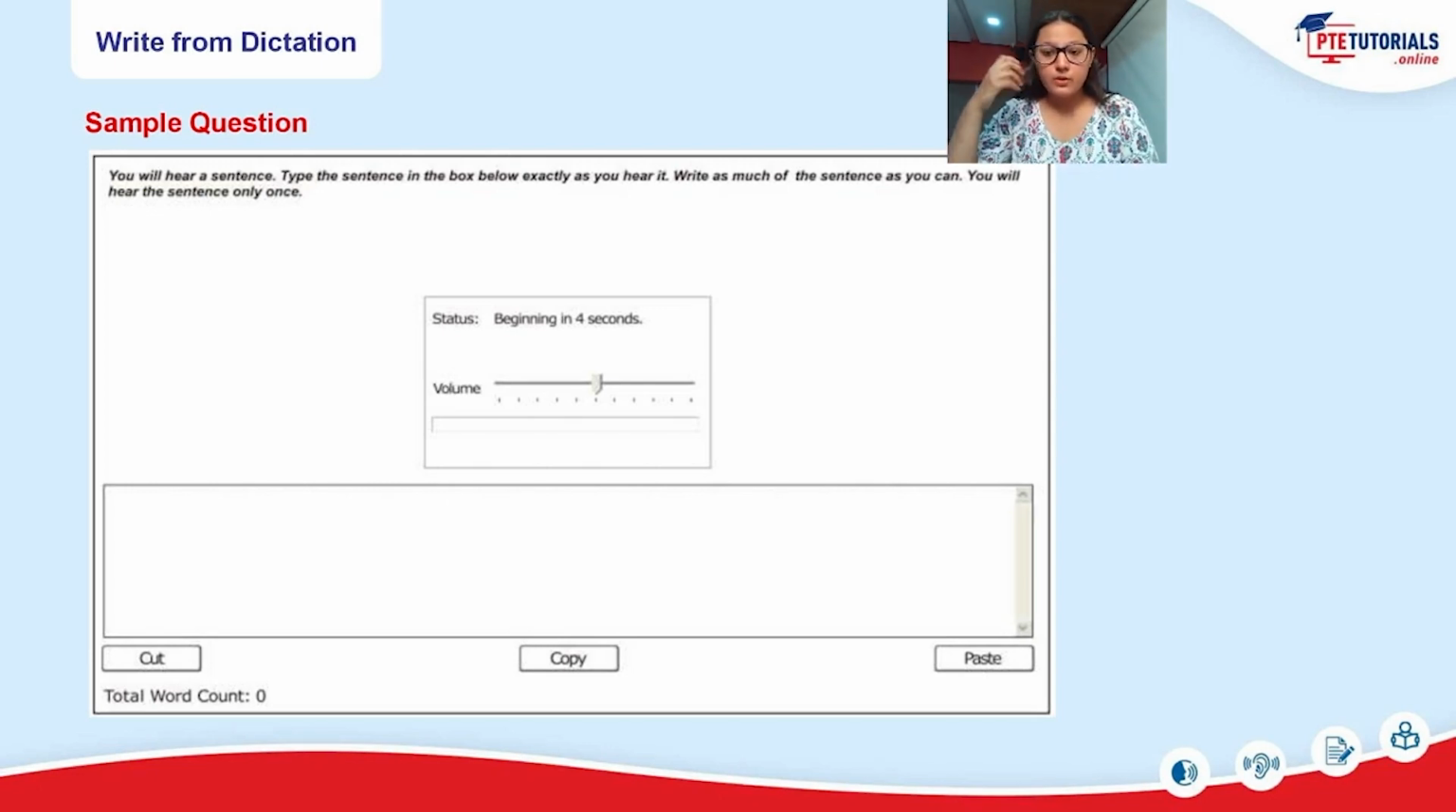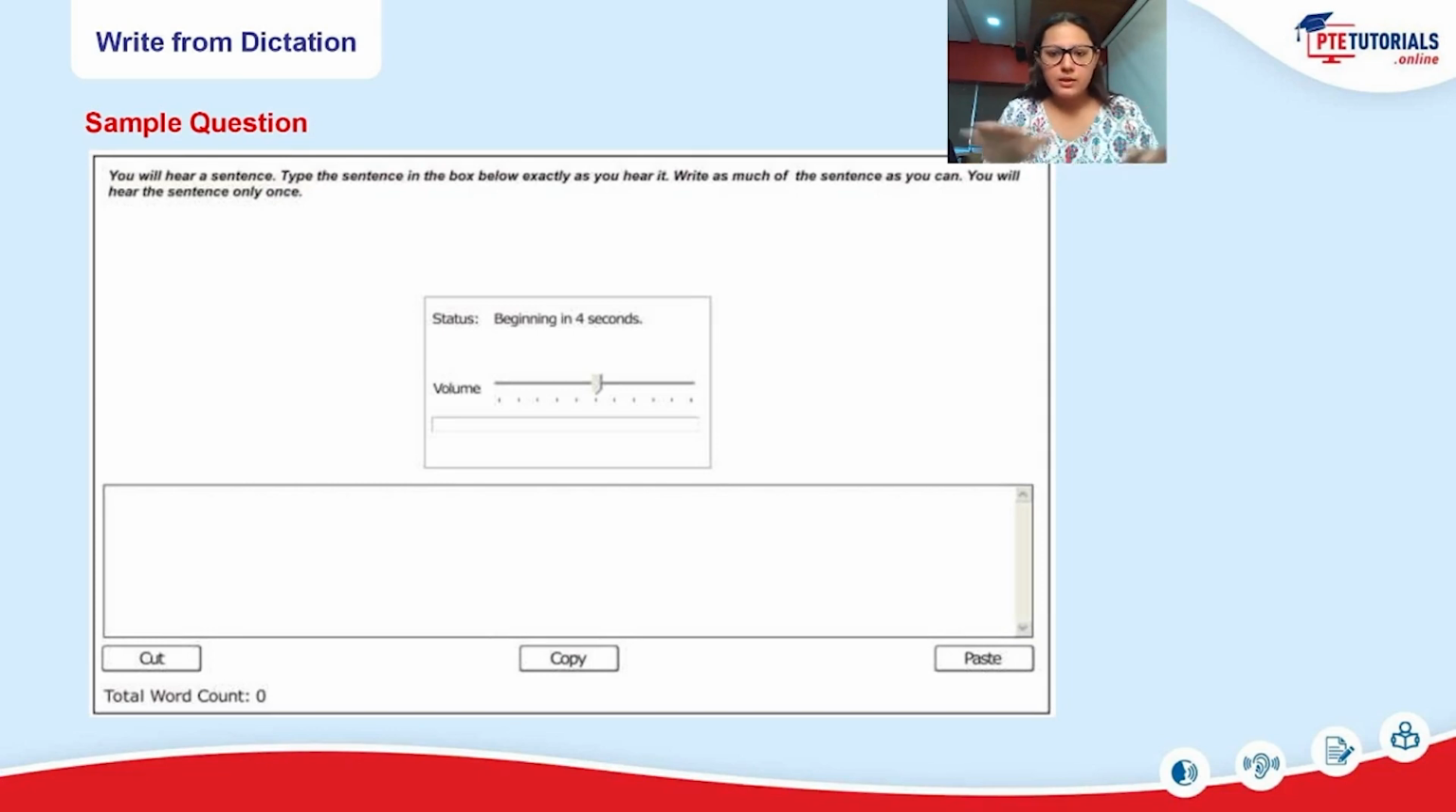When you are listening to the sentence, you can write something in the box as well, so that you don't miss out the entire sentence. You might remember the first half, write that. You might remember the last half, you can write it afterwards along with the sentence. You can use the book as well for writing the sentence.